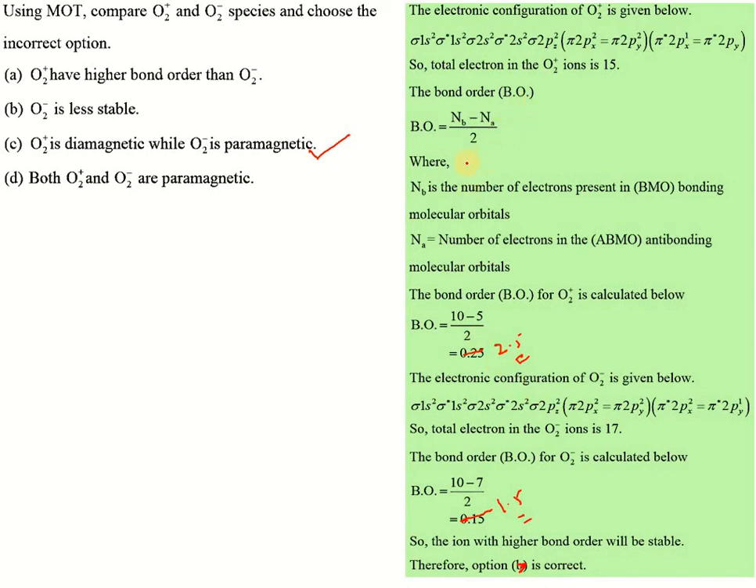So that means in this 15 electron configuration of O2+ we have one unpaired electron, and in the 17 electron configuration we have one unpaired electron as well. That is the reason why we are going with option C.